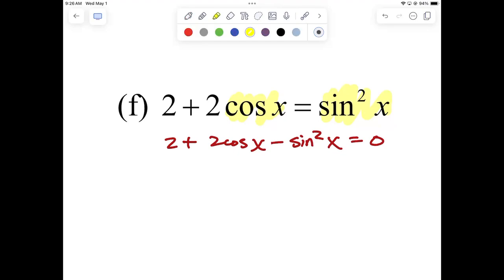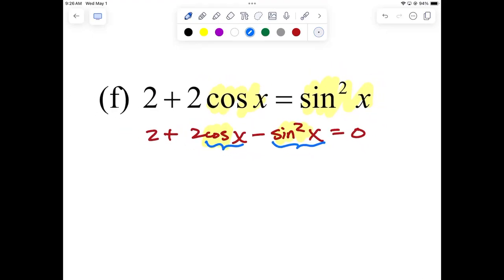But the problem is they're in terms of different trig functions. So now I'm back to that same old predicament that I was able to solve twice already. I wish they were both cosine, or I wish they were both sine. Is it easier to change a cosine into a sine, or a sine squared into a cosine squared? Sine squared into a cosine squared.